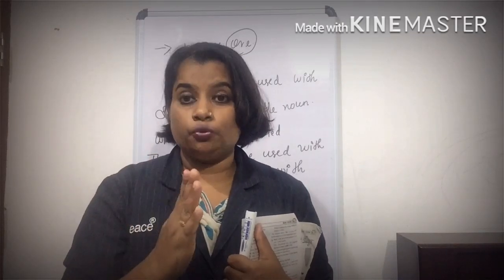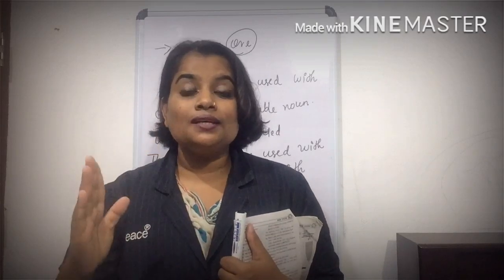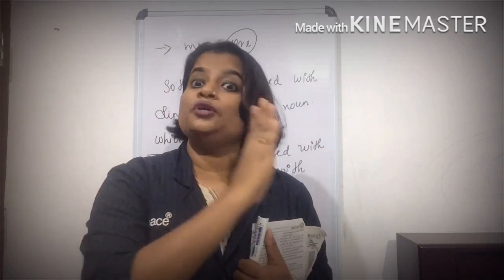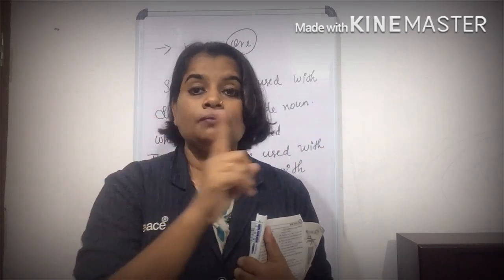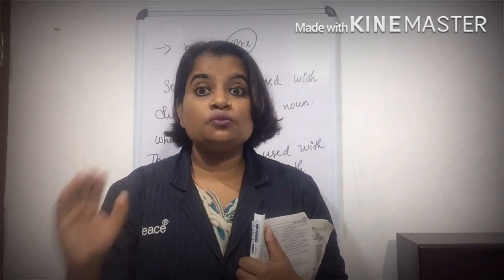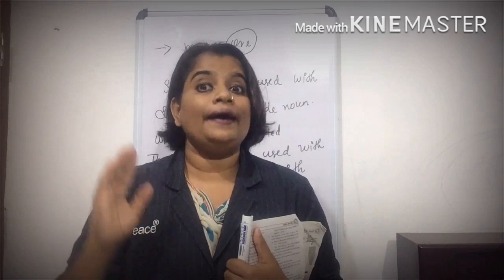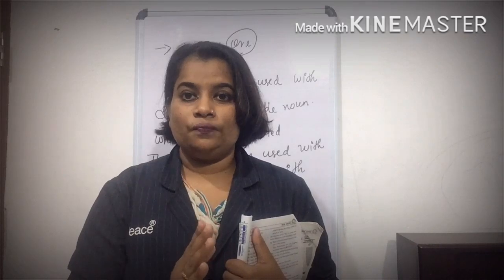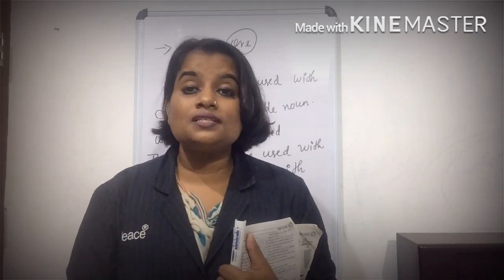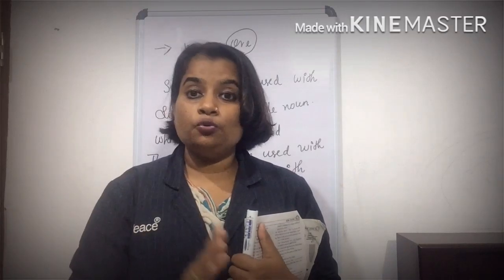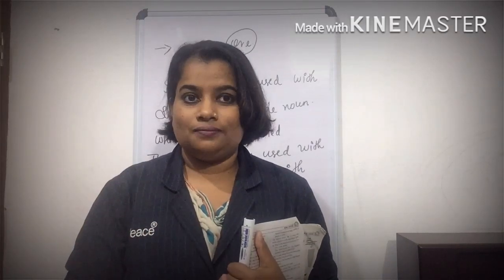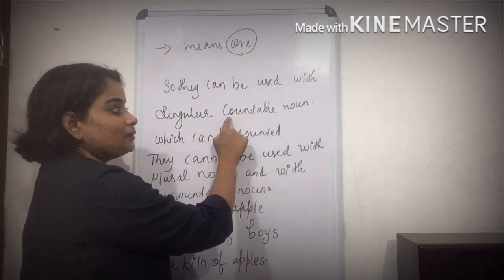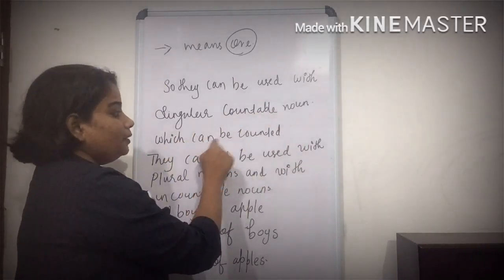So they can be used before a singular countable noun. A and an can be used before a singular countable noun. They cannot be used before uncountable nouns and plurals. We can say a mango, an apple, but we never say a mangoes, an apples. A and an means one, so they can be used with a singular countable noun, which can be counted.